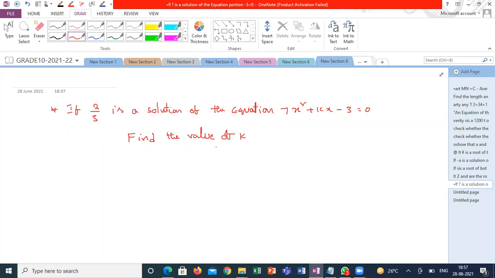Sir, is it 11x or 16x? It's kx. 7x square minus kx minus 3. You have to solve for k. Sir, before this question, you were saying something, sir. What was it, sir? Actually, I got disconnected.